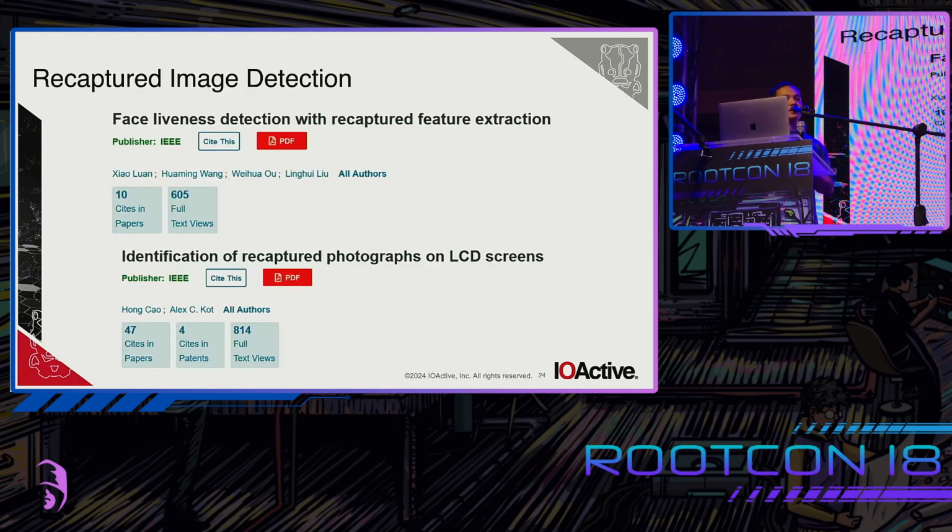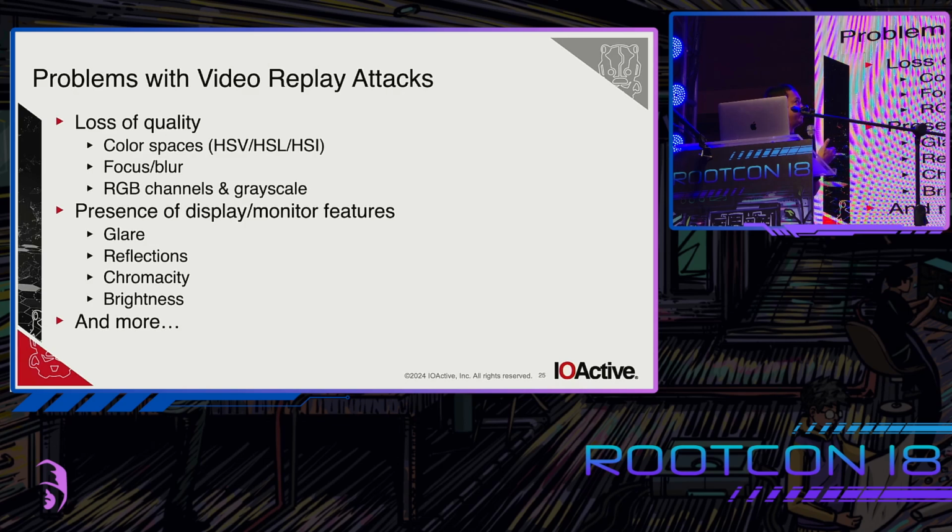One of them is the so-called recaptured image detection. From the name itself, identity verifiers can now detect whether the picture presented to the camera or to the sensor is real or just recorded. So what's the problem with the video replay attacks that I presented? Through recaptured image detection, the system can detect the presence of different monitor features like the reflections, the brightness, pixelations, and we also have the loss of quality since we're just presenting the recording.